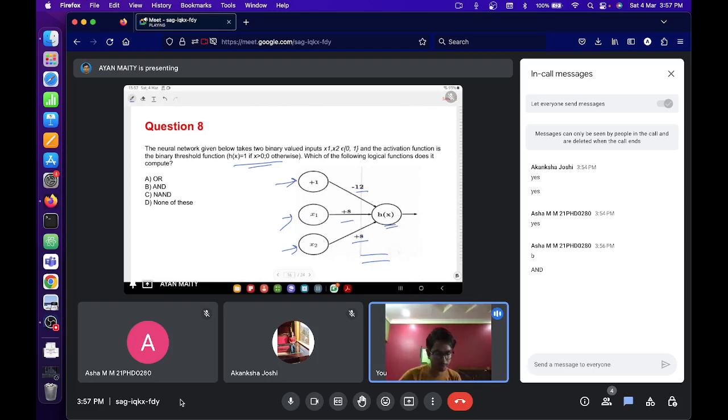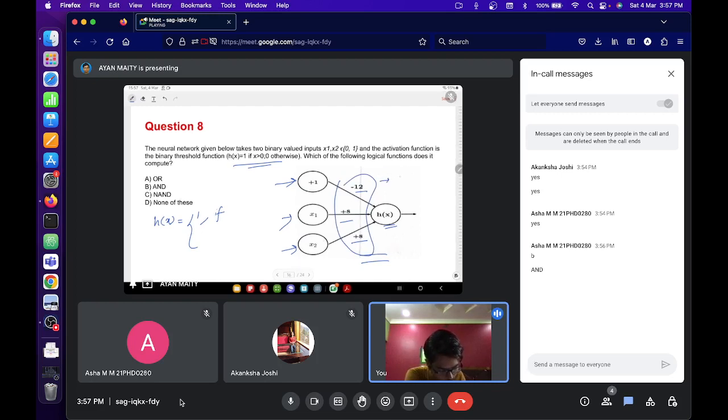So how do we do that? We have to find out the truth table. So h(x) is 1 if... so what is the linear function that it computes using these coefficient values?